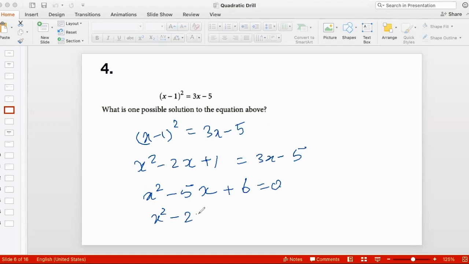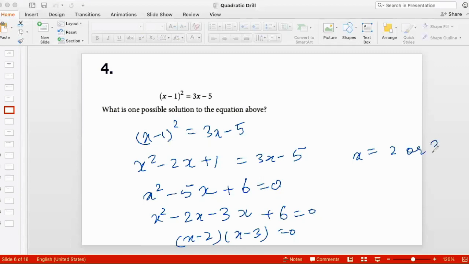When we split the middle term, we get x squared minus 2x minus 3x plus 6 is 0. So x minus 2 into x minus 3 is 0. So x can be 2 or 3. So 2 or 3 is a possible answer.